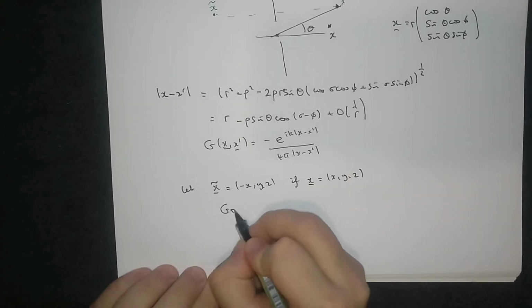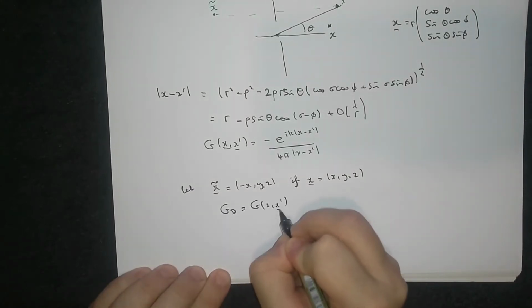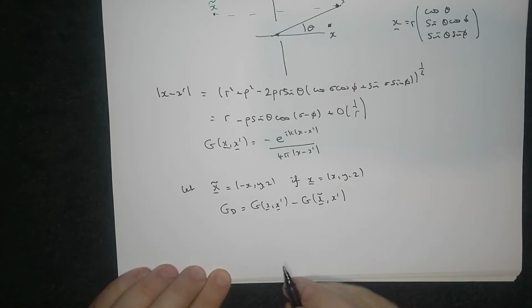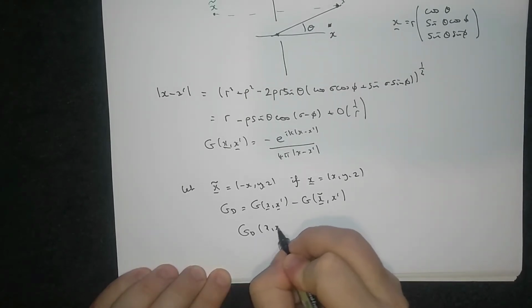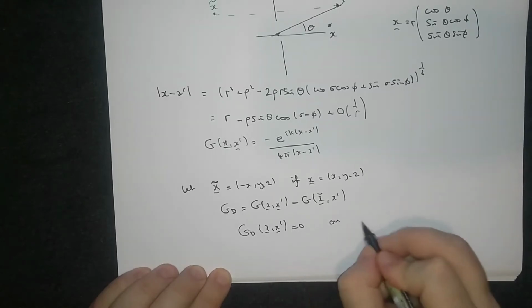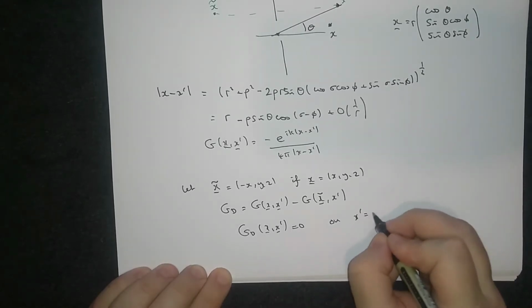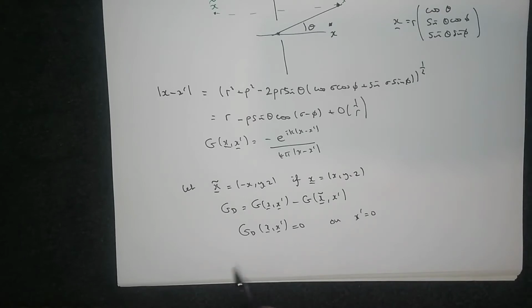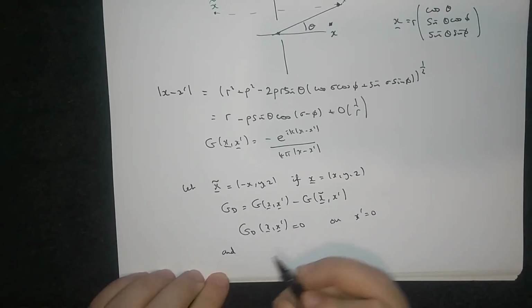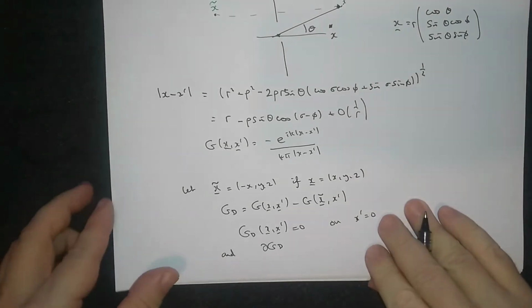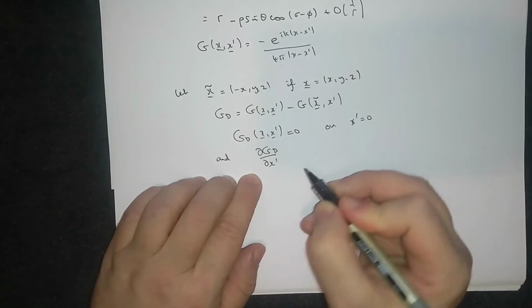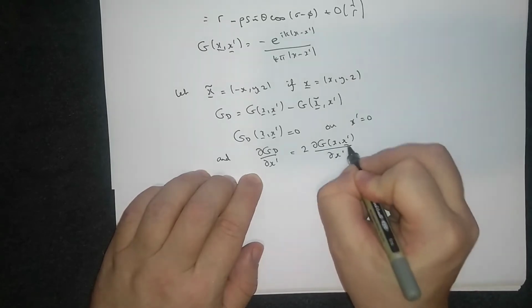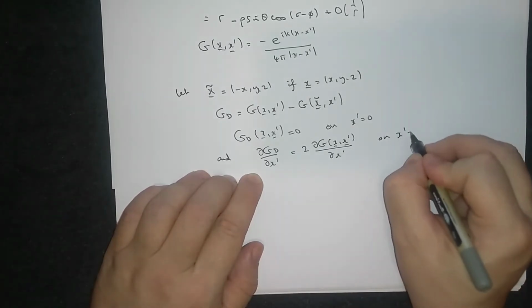We define the Dirichlet Green's function to be g of x and x prime minus g of x tilde and x prime. Then g D of x and x prime is 0 on x prime equals 0, that's the first component of x prime. And dg D by the x prime is 2 dg of x and x prime by the x prime on x prime equal to 0.